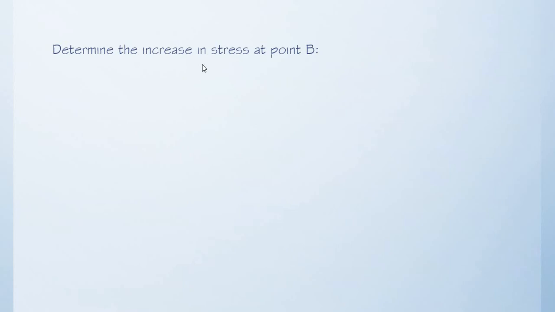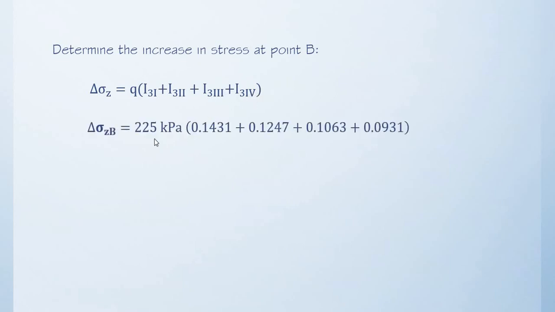Since we are able to get all the values of I_s3 for the 4 rectangles, we can now determine the stress increase at point B, and that is simply Q multiplied by the summation of I_s3 of rectangle 1, rectangle 2, rectangle 3, and rectangle 4. Substituting, 225 kPa multiplied by the quantity 0.1431 + 0.1247 + 0.1063 + 0.0931, the vertical stress increase at point B is 105.12 kPa. This is now our answer.